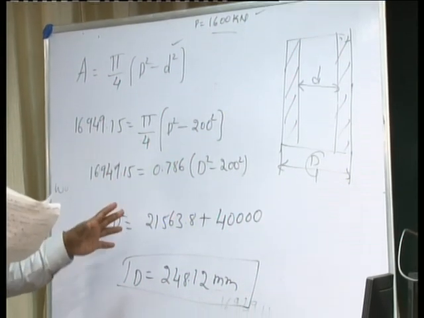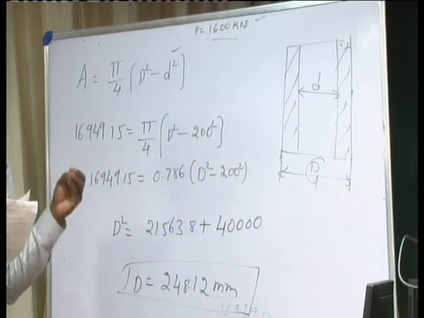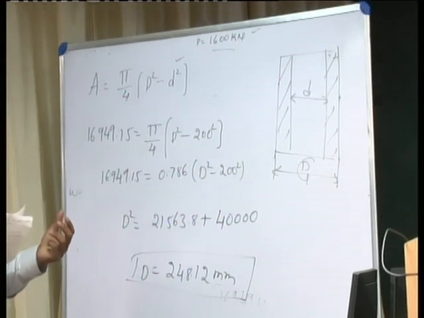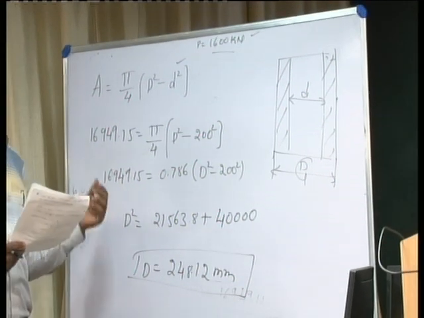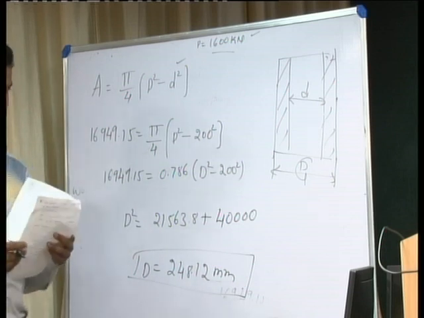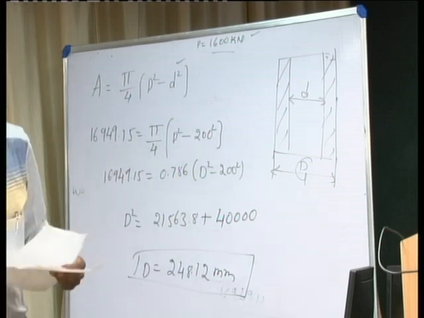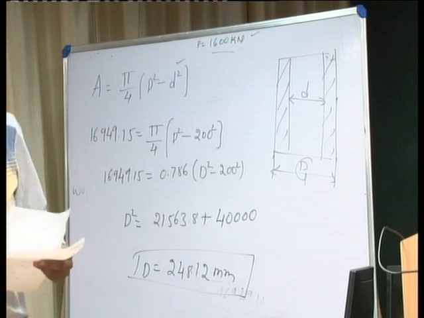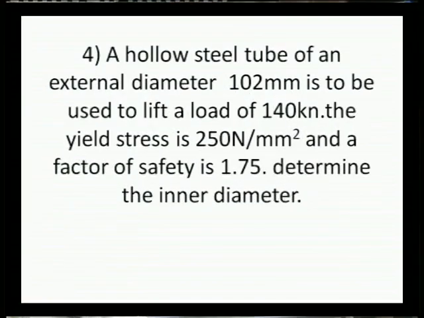Our intention is to calculate only the external diameter. First we calculated the working stress. By using that working stress we calculated the area. By using that area we calculated the external diameter required to resist that load. So this is the problem. Next, you can take the next problem.